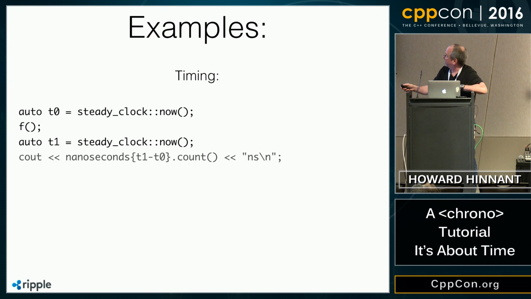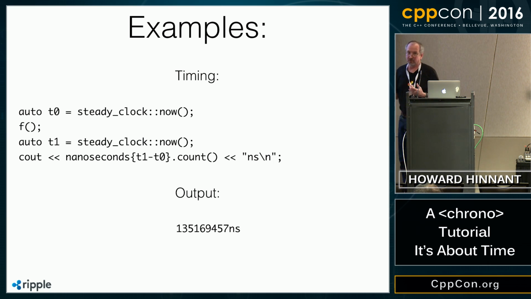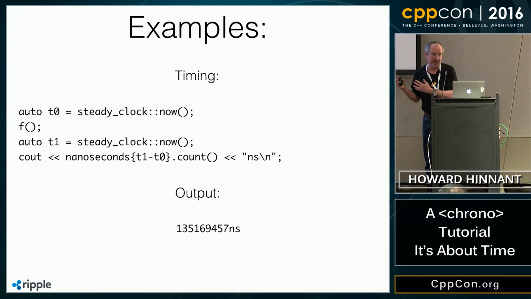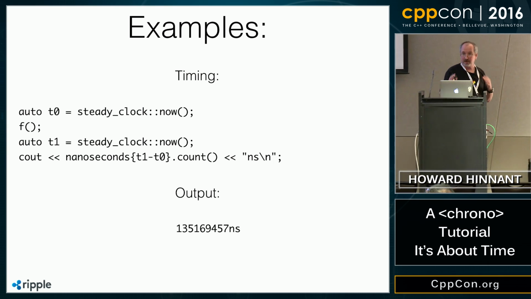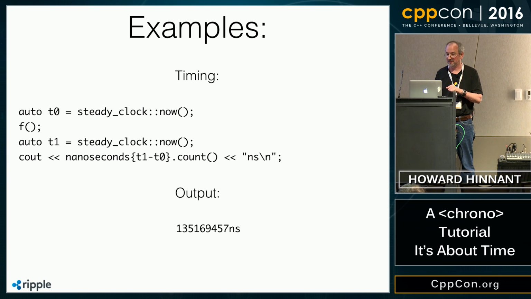Here's how you might time a function. You just call steady clock on either side of the function and subtract them. Now, you don't always know what that nested duration is for those time points. You could find out if you wanted to at compile time, but here I've said I don't care what the nested duration type of that clock is.